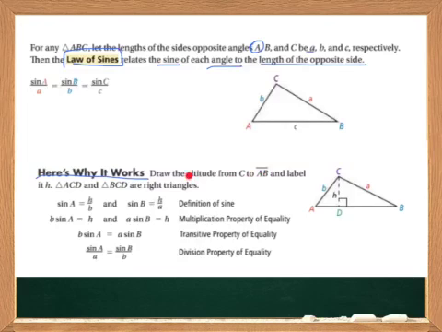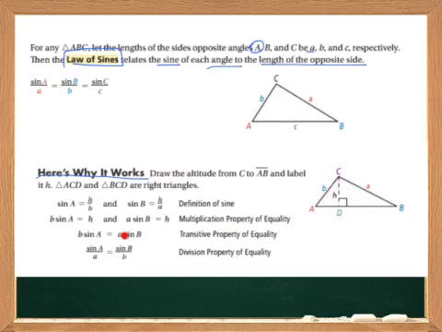If you draw the altitude from C to AB and we label it h, ACD and BCD are right triangles. The sine of angle A would be h over b. The sine of angle B would be h over a. If we multiply both sides by b here and by a here, by the multiplication property of equality, we get that b times the sine of angle A equals h, and a times the sine of angle B equals h. Since they both equal h, by the transitive property of equality, we can say they equal each other.